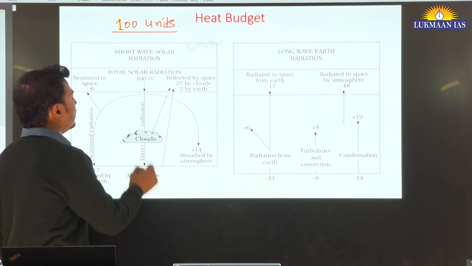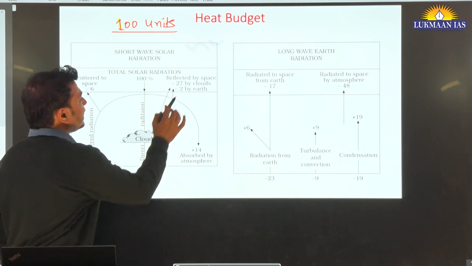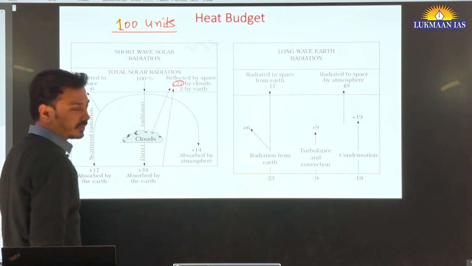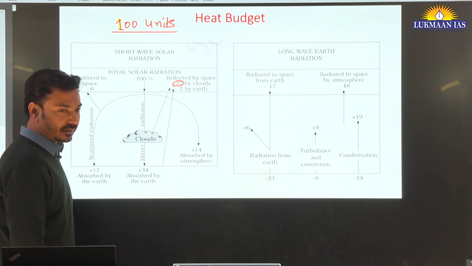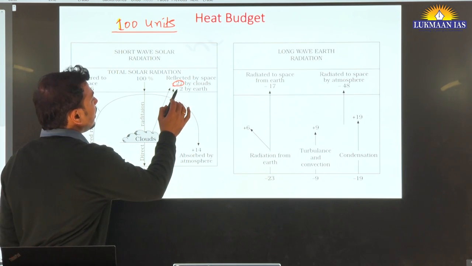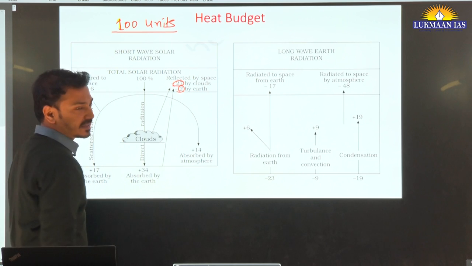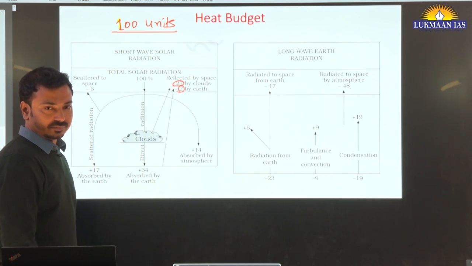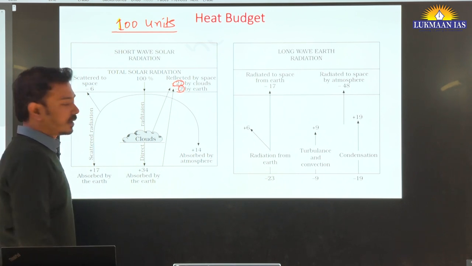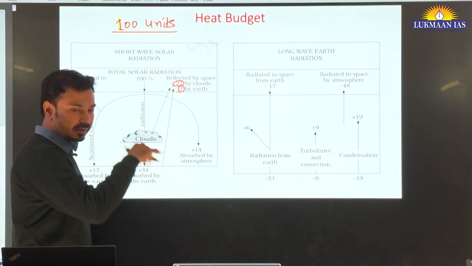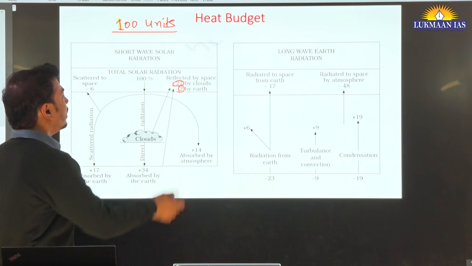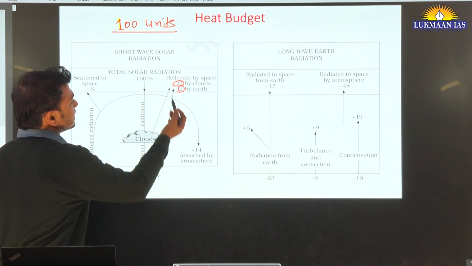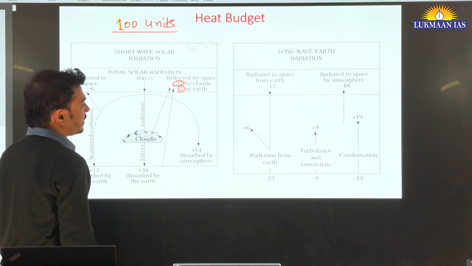First of all, the cloud surface is reflecting back 27%. The ice on the earth surface is reflecting back 2%. We just saw albedo. The cloud surface, largely white in color, reflects the majority of the radiation. Now, when this 27% and 2% is gone, it is 29%, right?